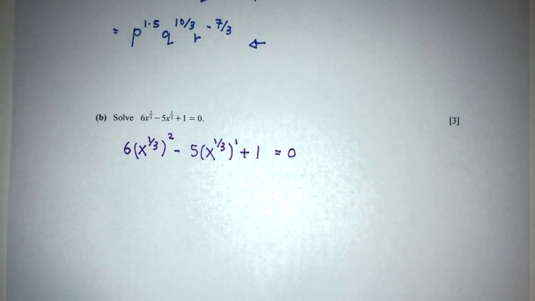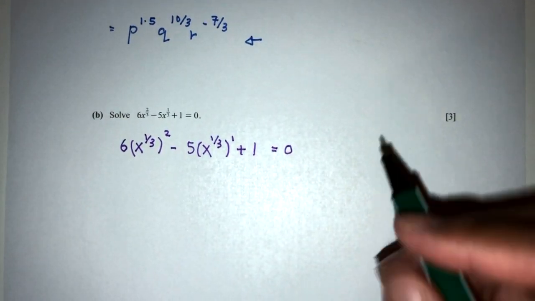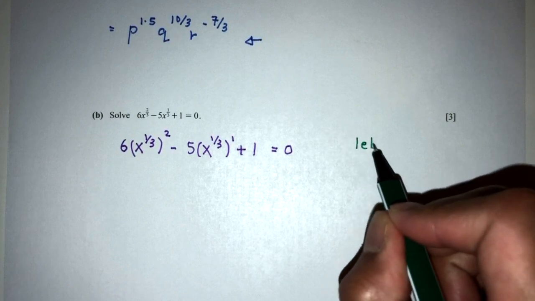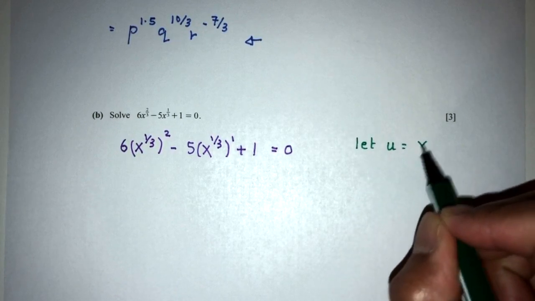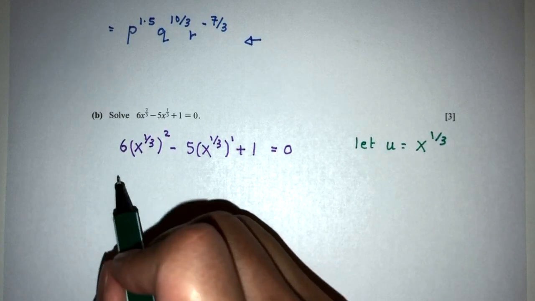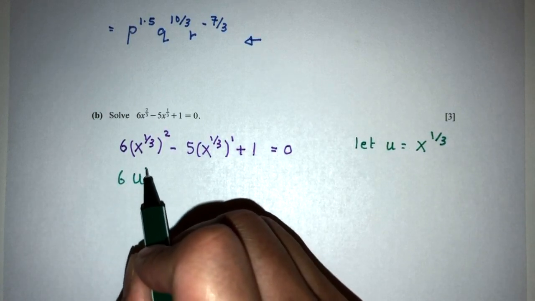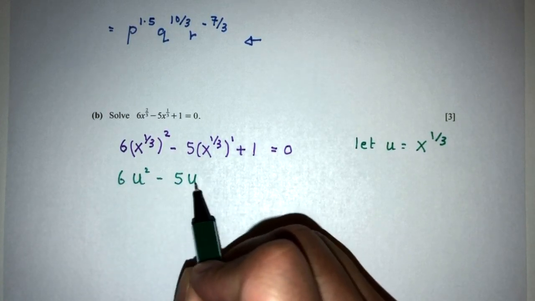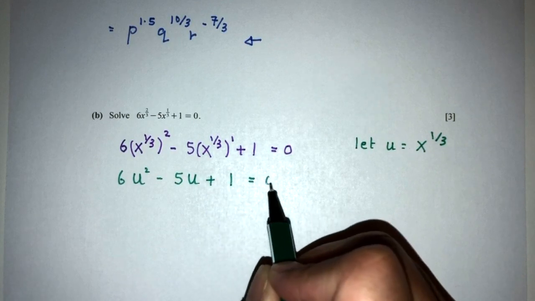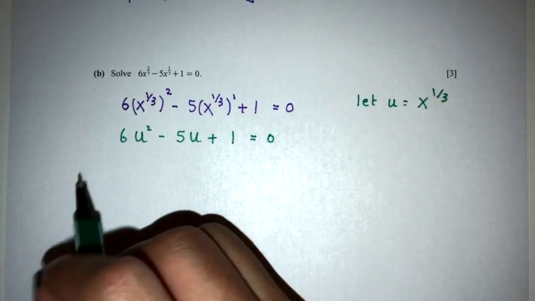Right now it may be confusing, as you can see. So what we can do now is use substitution. Let u equal to x power 1 over 3. So you will have 6u squared minus 5u plus 1 equal to 0. Okay, so now we have to factorize.